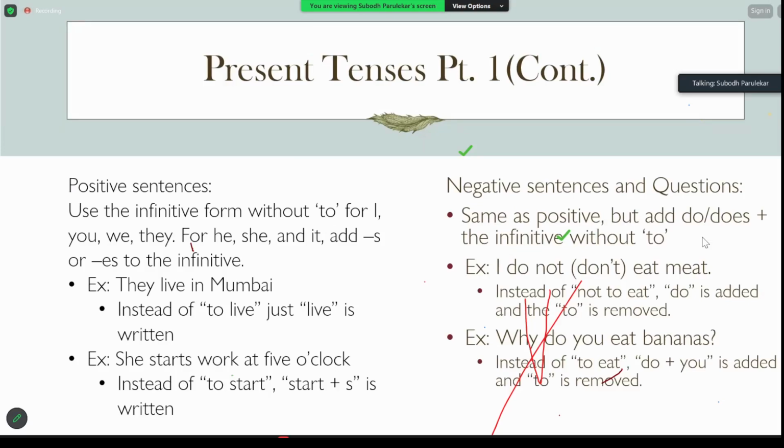Our next example is why do you eat bananas? So this is a question example. So instead of to eat, a do you is added. And of course, the to is removed because we're taking that from the infinitive form. We're taking the to out. So write these notes. If you have any questions, write them in the chat.